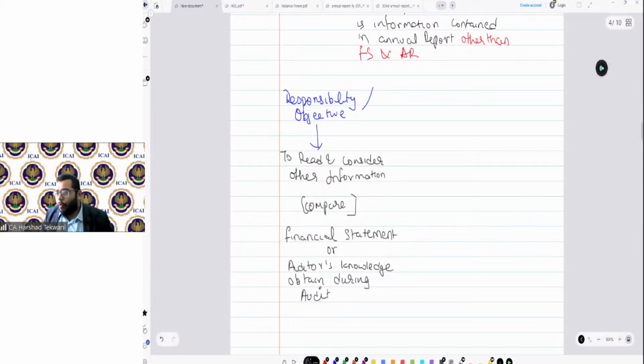Okay. Now, why will I do that? Why do I need to read and consider the other information and compare it with the financial statement and the auditor's knowledge obtained during the audit? Why am I required to do that? Because I want to identify material inconsistency between the other information and the financial statement. I want to identify, is there any material inconsistency?